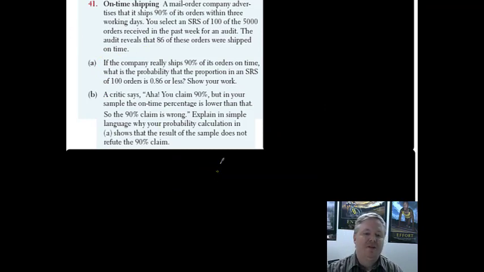All right, so for part B, it says a critic says, you claim 90%, but in your sample, the on-time percentage is lower than that, so the 90% claim is wrong. Explain in simple language why your probability calculation in A shows that the result of the sample does not refute the 90% claim. So we said if it's 86% or less, that came out to a 9.12% chance, right? So for part A, that's what we got.